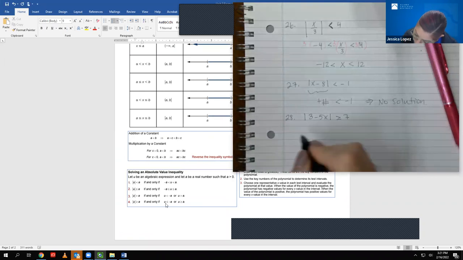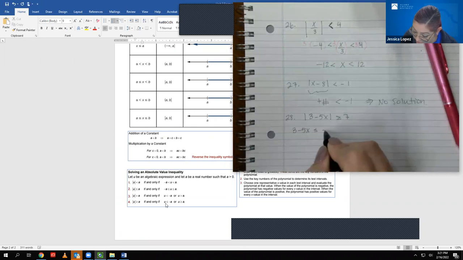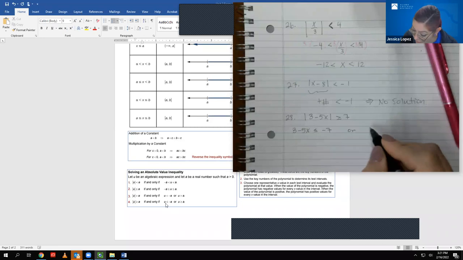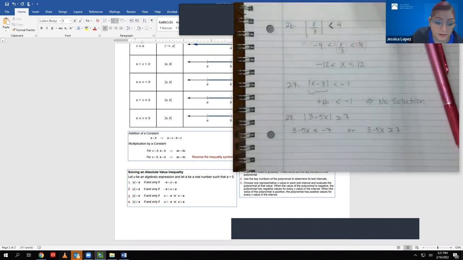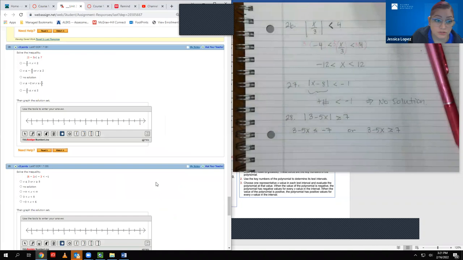So I'm gonna take the expression 3 minus 5x without the bars and do less than or equal to the opposite of this, which is negative 7. Write the word or, then the expression again without the bars, greater than or equal to that number exactly. Okay, and then I've gotta solve these two equations.